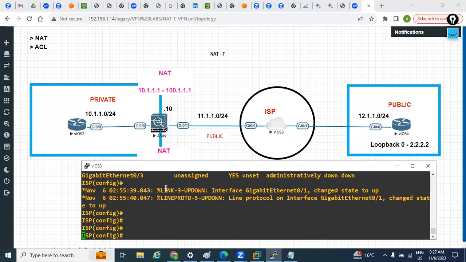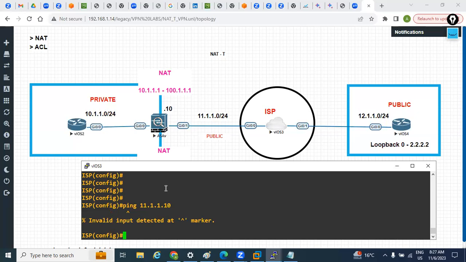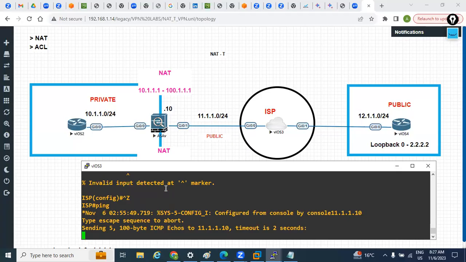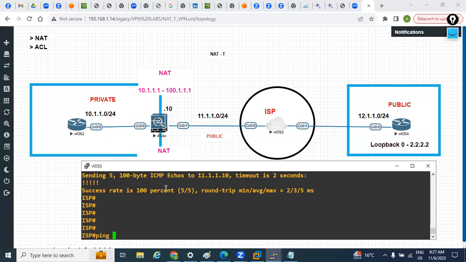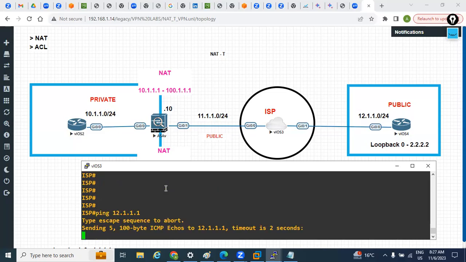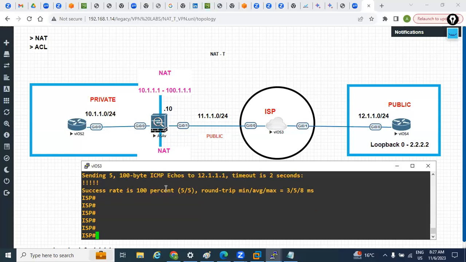So now just try to ping your ASA, which is 11.1.1.10 there. Okay, ISP. So this is a ping to 11.1.1.10. I'm able to ping our ASA, and ping 12.1.1.1, which is Site B. So the ISP has reachability for testing. Okay, guys, now is this clear?